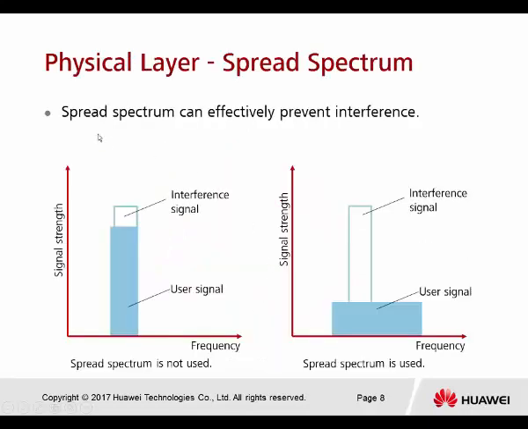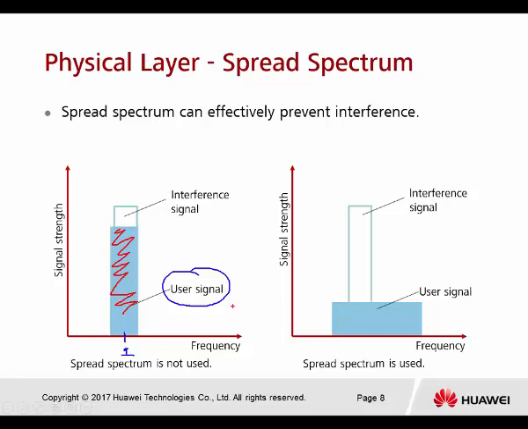Then the next one, the spectrum effectively prevents interference. When we're not using the spectrum, what will happen? For example, right now we are in the same channel. This is channel number 1 that we're currently using for our SSID. This blue highlighted place is the user signal, inside channel number 1. Meanwhile, there is also some other interference located in channel number 1. So this is the interference. We'll get the full interference from this channel, so it will cause our signal to become very weak and unstable.